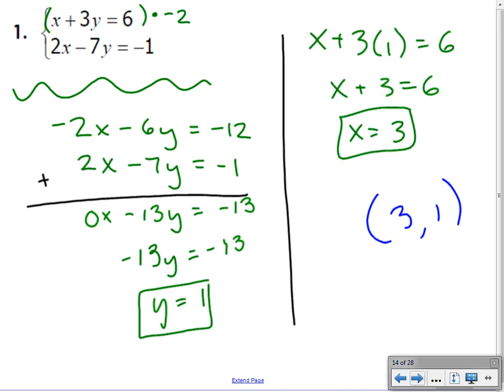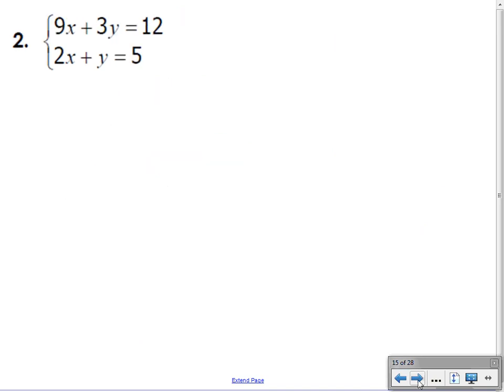All right, one more example where we don't have common coefficients. All right, we have a 9 and a 2 in front of x. We have a 3 and a 1 in front of y. So it's going to be easier to get a common coefficient on y this time. So we're going to multiply our bottom equation by negative 3 so that we have a positive 3y up top, a negative 3y in the bottom. That way we can add our equations and cancel out the y's.